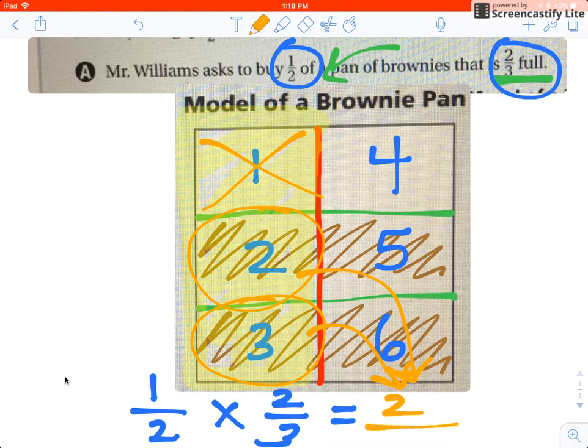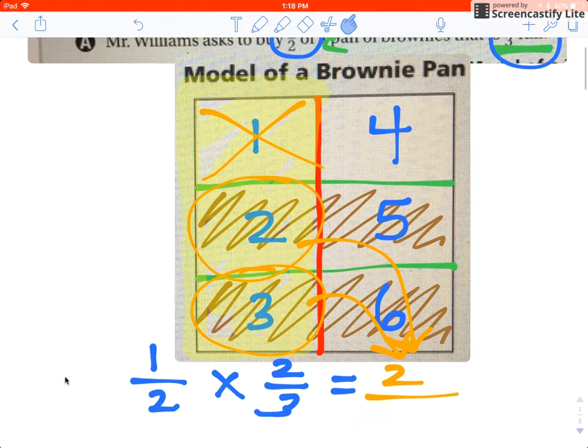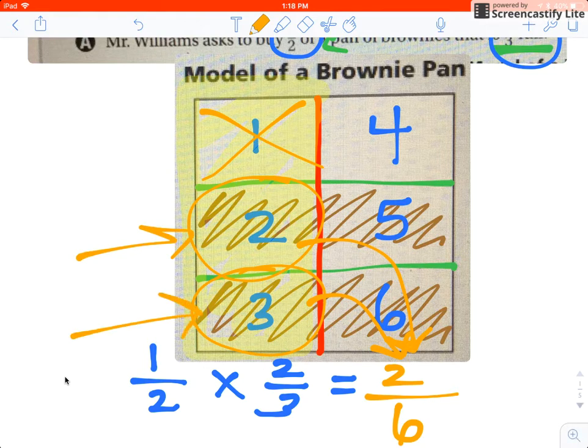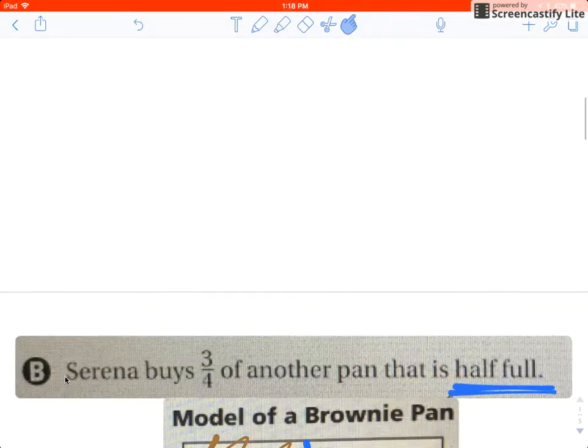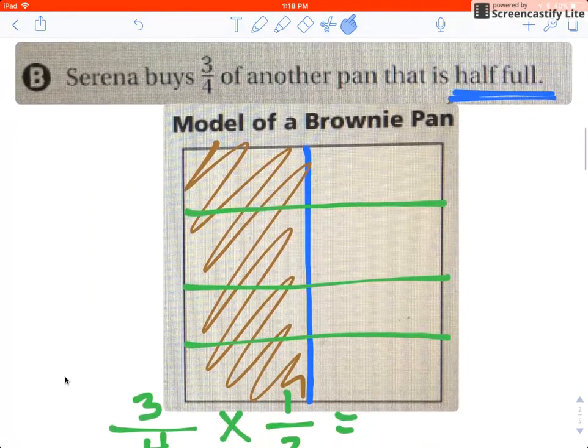And our pan is split up into 6 pieces total. So 1, 2 of our 6. So 1/2 of 2/3 is 2/6, or 1/2 times 2/3 equals 2/6. All right, let's move on to B.